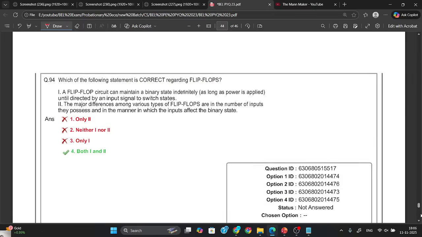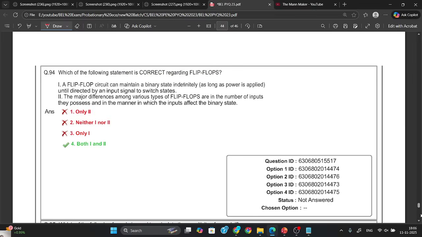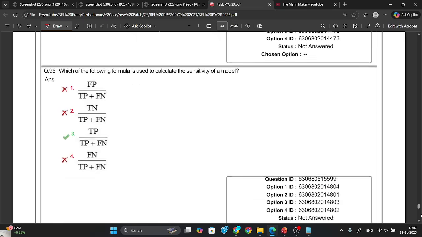Now the next one: which of the following statements is correct regarding flip-flops? A flip-flop circuit can maintain a binary state indefinitely as long as power is applied, unless directed by an input signal or switch state. This is correct. The major difference among the various types of flip-flops is the number of inputs they possess and the manner in which the inputs affect the binary state. Already these things we have discussed in the class. So this is the correct answer.